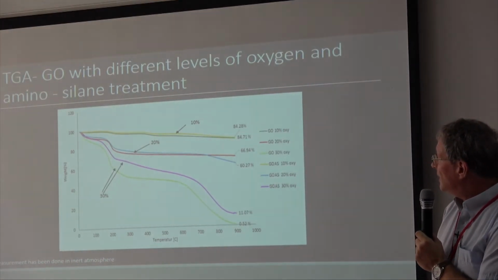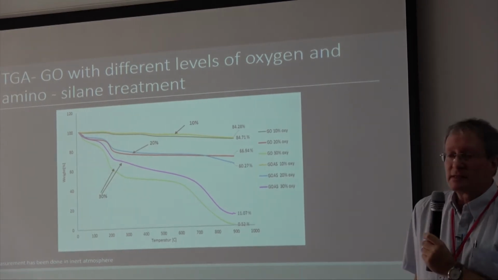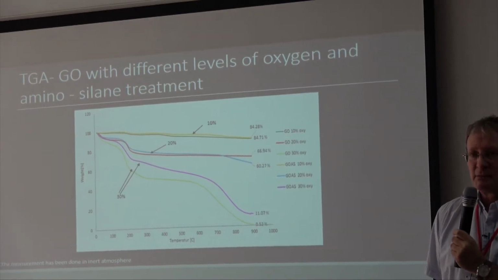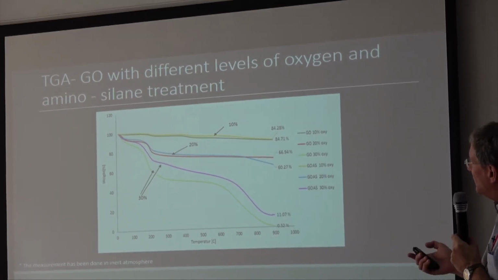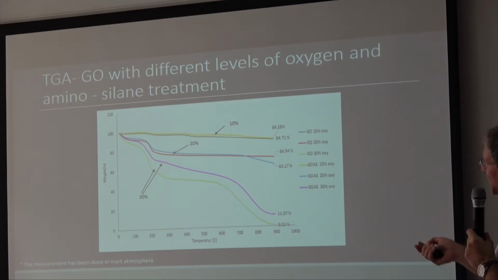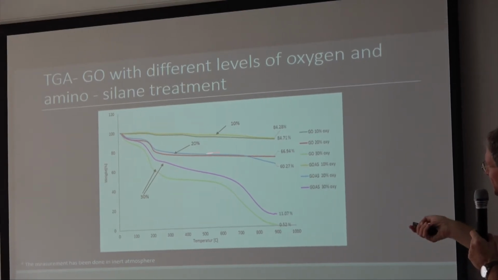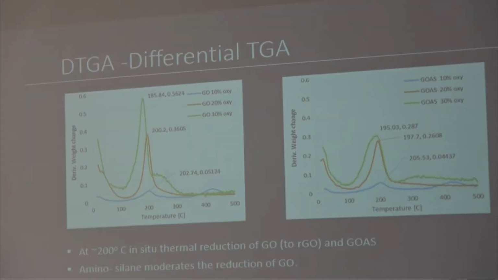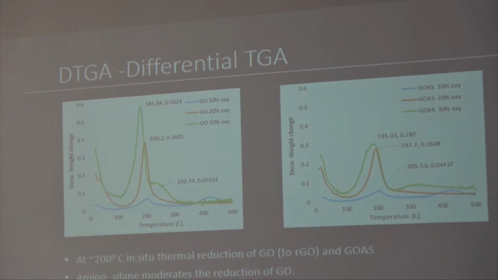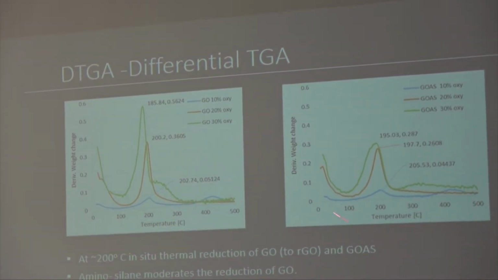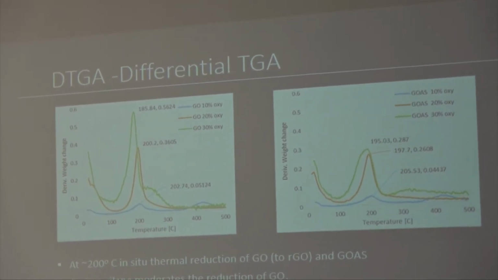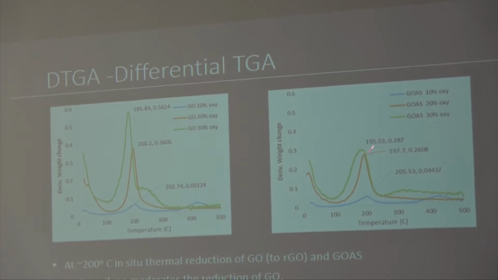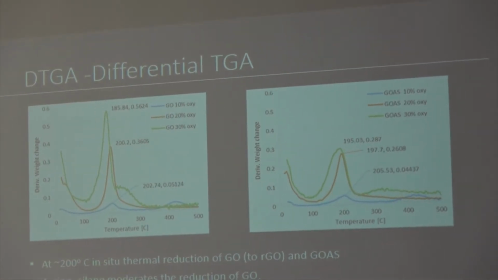I can show you that by modifying the graphene oxide with the silane, we get better thermal resistance. This is a TGA showing how the material degrades with temperature, with graphene oxide and modified with aminosilane. The results are better. This is a differential graph that shows you the lower change in weight by modifying the surface.